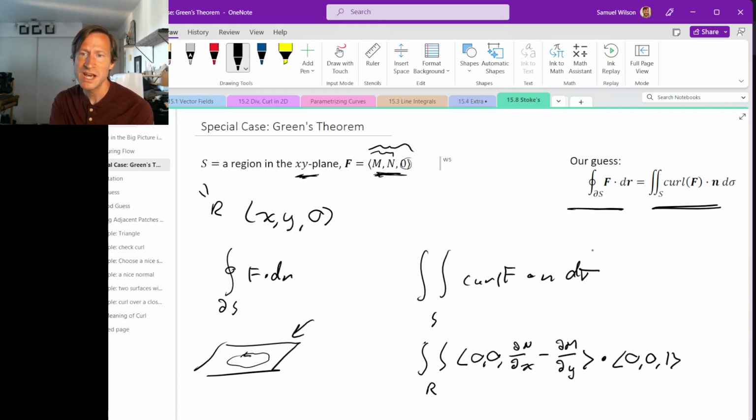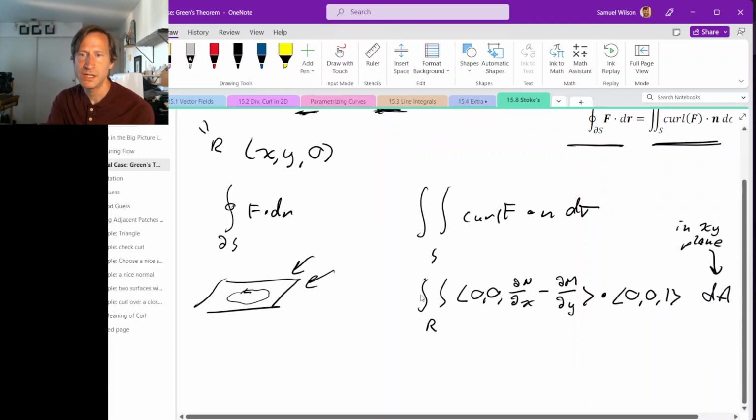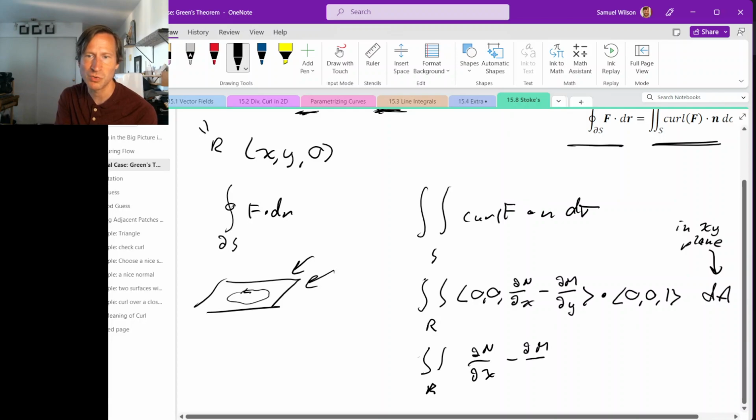vector for this region. And then d sigma, well, again, because this region is confined to the xy plane, d sigma is just the same thing as dA in the xy plane. So this dA is in the xy plane. Okay. So you can see that when you work out this dot product, what you end up with is the double integral over the region of partial n partial x minus partial m partial y dA.